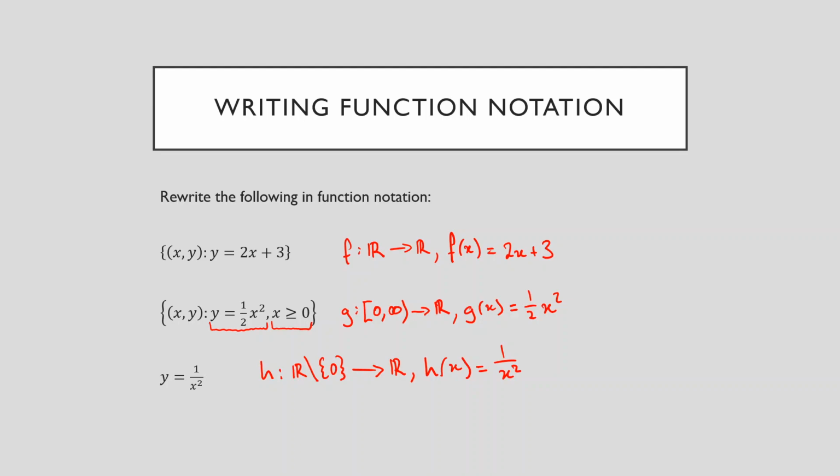So, main things to consider. What is the domain of your function? And what is the rule? The domain goes here, and the rule goes at the end. That's really all it is. You've got to be good at figuring out what the domain of your relation is, and once you've got that, everything else is pretty straightforward. So that's function notation.